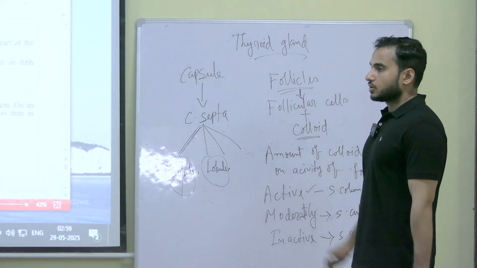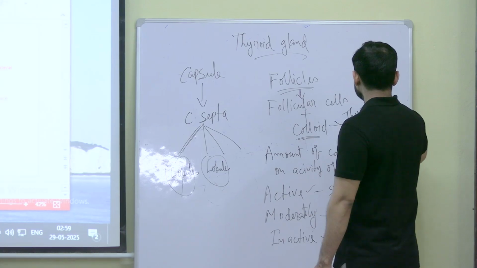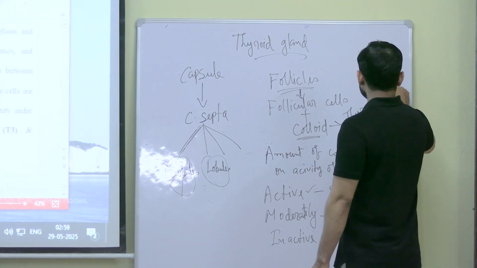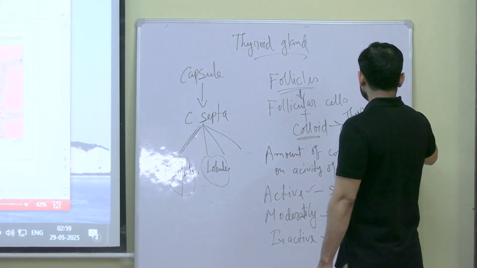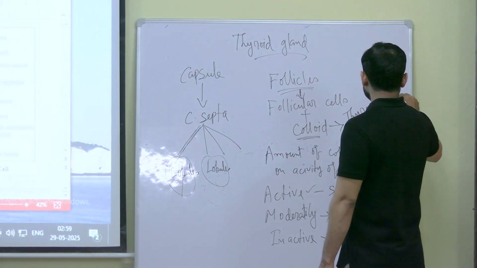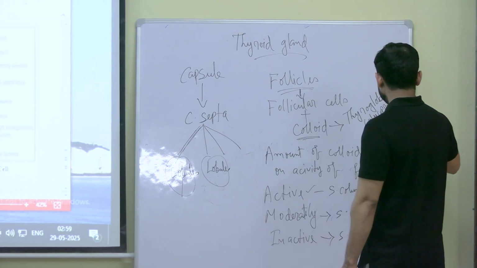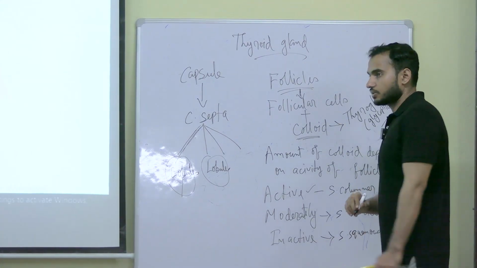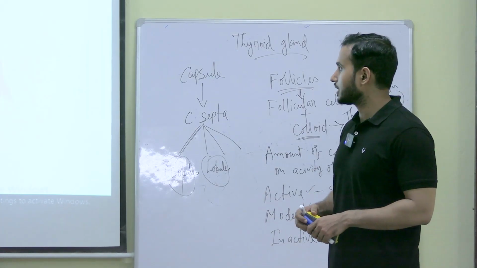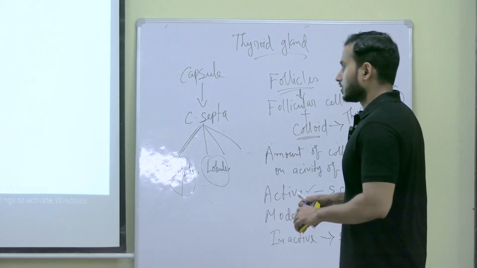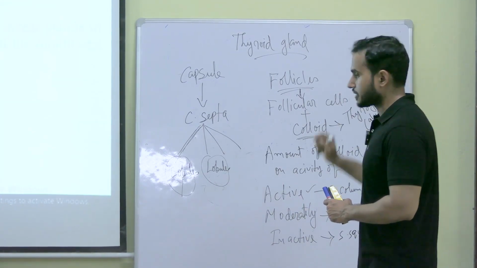Okay, so as I said, what is there in the colloid? Thyroglobulin, which is nothing but a glycoprotein, and these are the precursors of T3 and T4. From here only the T3 and T4 hormones are produced. Okay, so all those things I have discussed.